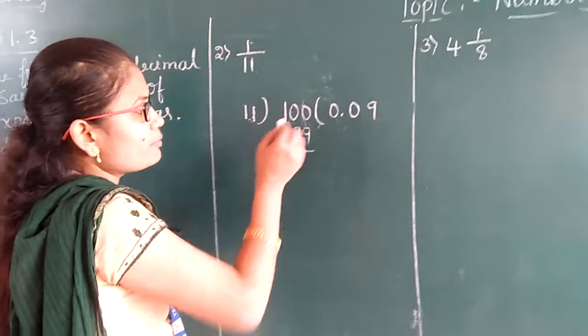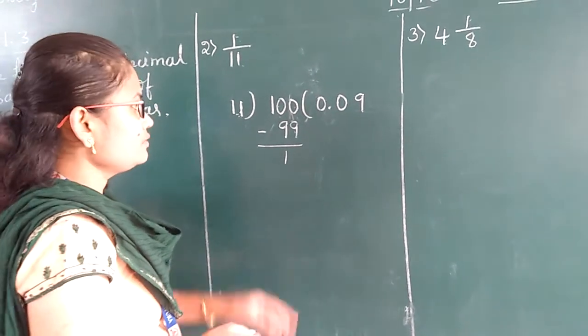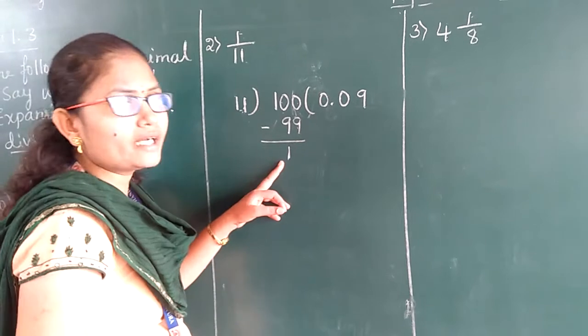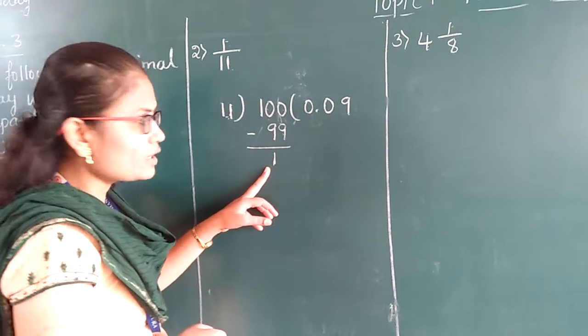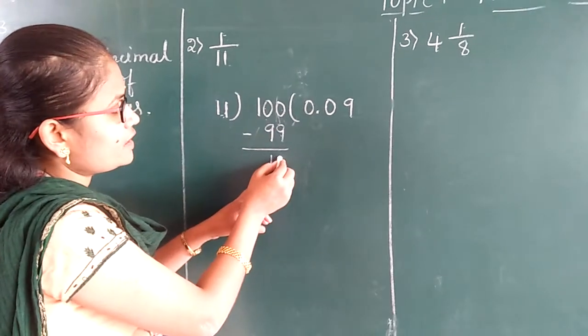Now 100 minus 99. That is how much? 1. Now see what you got as the remainder. You can see that the remainder you got is 1. So again you have to divide. The point has already been taken, so you can take one more 0.